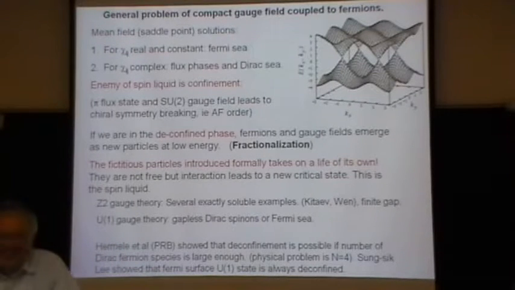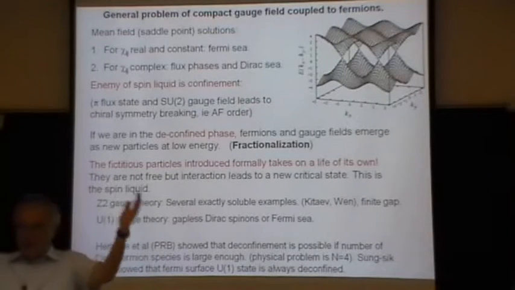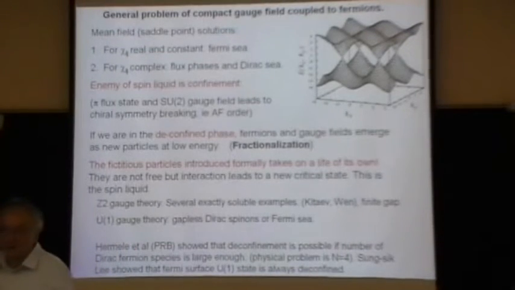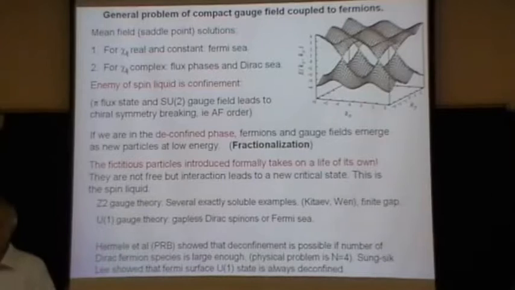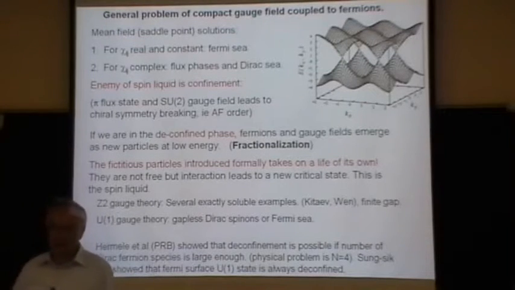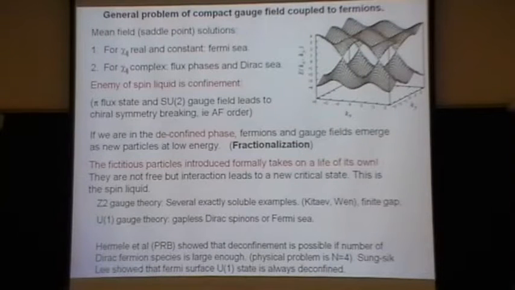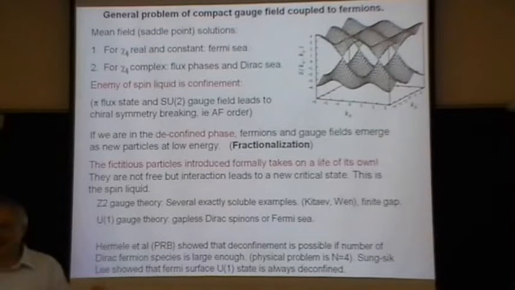Is Sung-Sik's result controversial? That I don't know. His argument is a many-patch argument. He's just saying that many patches is the same as large N. That's basically the argument, which seems reasonable because a Fermi surface has a huge amount of low energy states. So one Fermi surface is probably as good as a zillion of these Dirac nodes. But that's my simple-minded way of understanding it. It seems reasonable. I don't know if people have gone through that carefully.